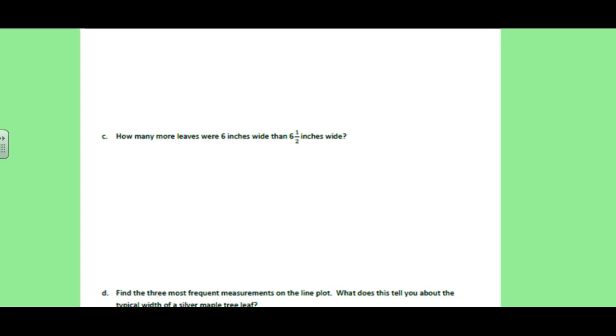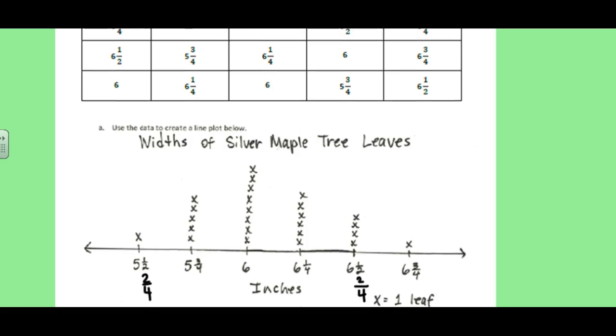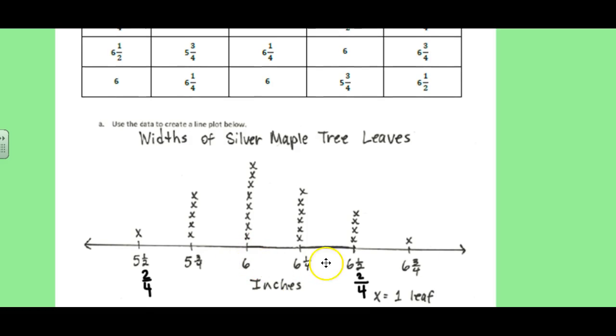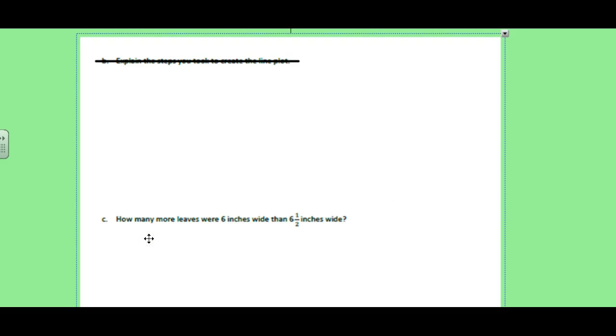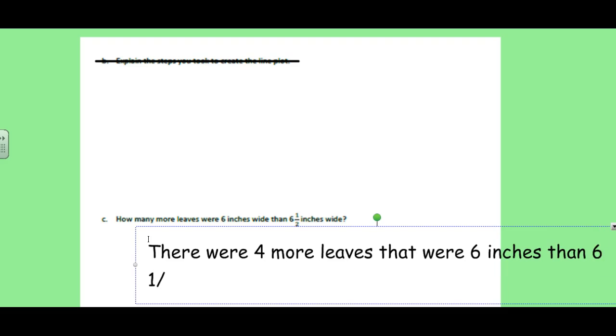How many more leaves were 6 inches wide than 6 1/2 inches wide? So we're going to have to look back at the line plot, and that's 6 inches and 6 1/2 inches. So here's 6 inches, and here's 6 1/2 inches. 6 inches had 8 leaves, and 6 1/2 inches had 4 leaves. So we're finding the difference between 8 and 4, and that's pretty easy because we know that that would be 4. So there were 4 more leaves that were 6 inches than 6 1/2 inches.